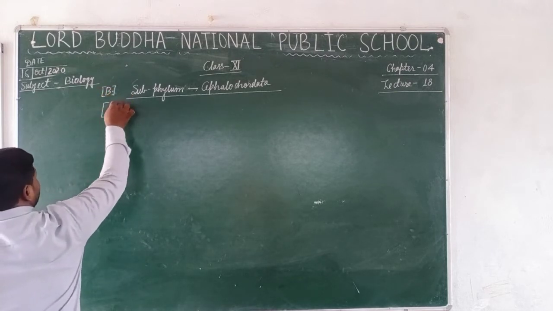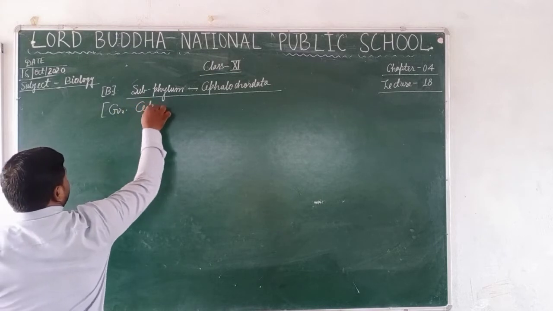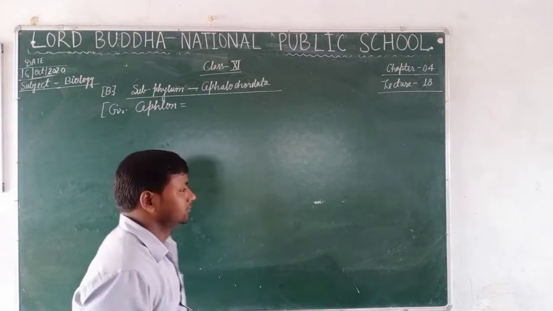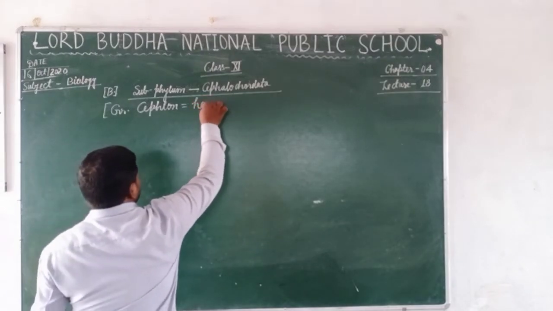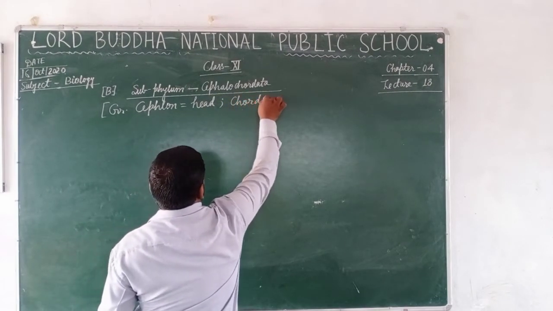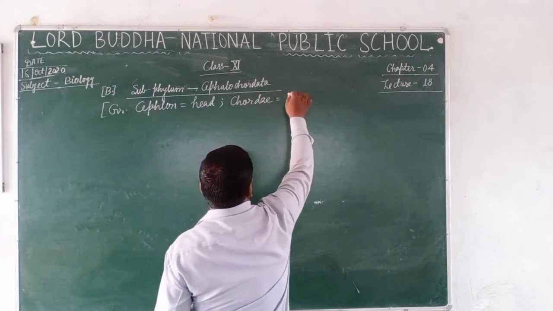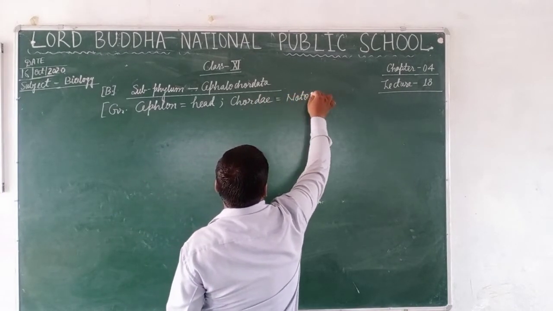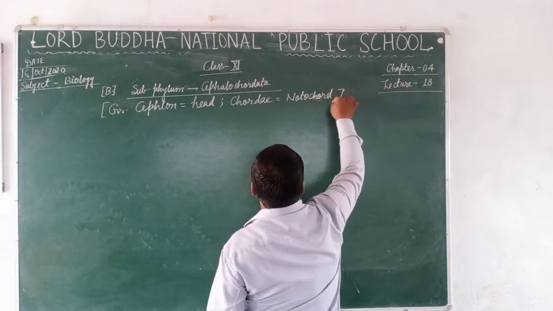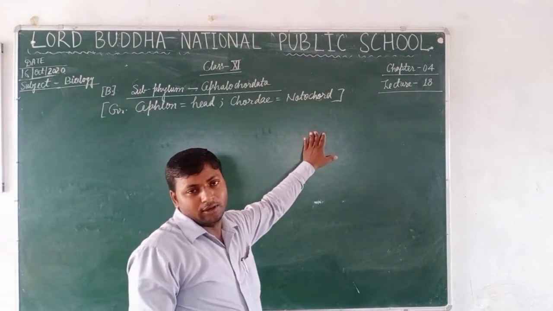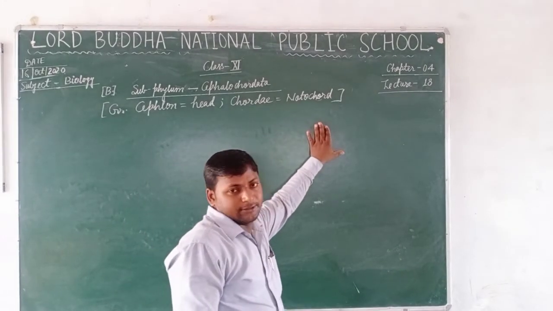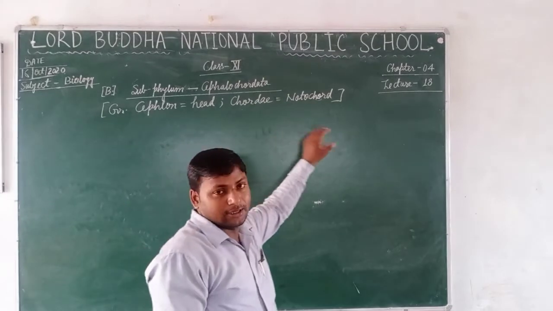The term Cephalochordata is derived from the Greek word cephalon, which means head. And students, the body has a notochord, a string or rod-like structure, and inside it the nerve cord, which means the spinal cord, is enclosed.